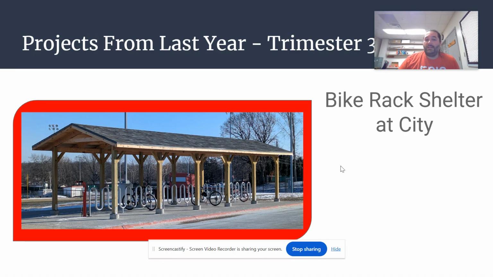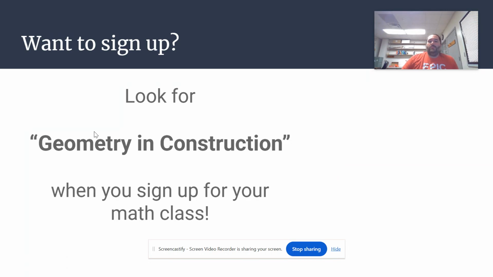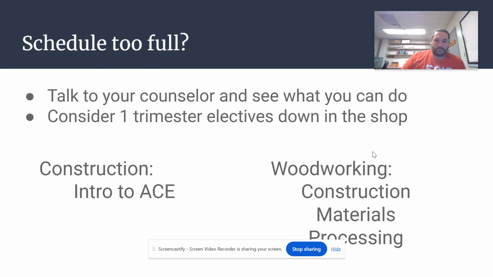So if you're interested in signing up for this class, when you go to register, make sure you're looking for the one that's called Geometry in Construction. If you're having trouble finding it, the course number, I believe, is MAT 122. Your teacher can probably help you find that. And that'll sign you up for the math portion and the construction portion. It's going to automatically put in 2 classes for you.